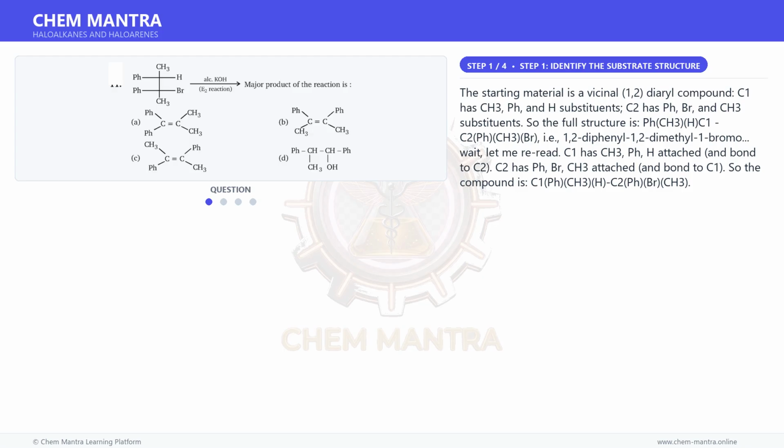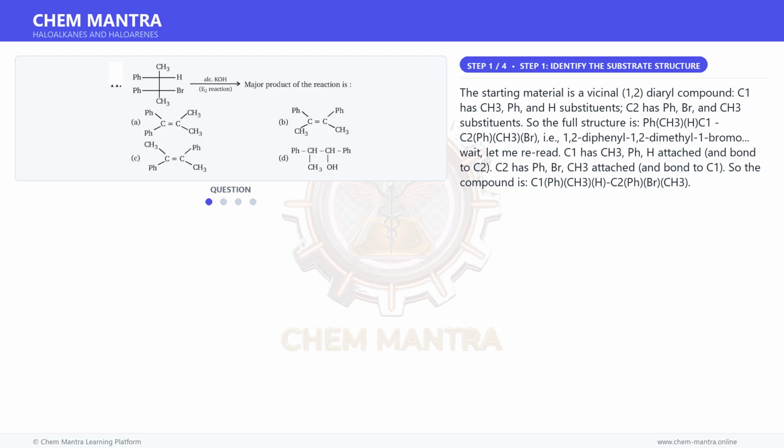The starting material is a vicinal 1,2-diaryl compound. C1 has CH3, Ph, and H substituents. C2 has Ph, Br, and CH3 substituents. So the full structure is Ph, CH3, H on C1, and C2 with Ph, CH3, Br: 1,2-diphenyl, 1,2-dimethyl, 1-bromo.